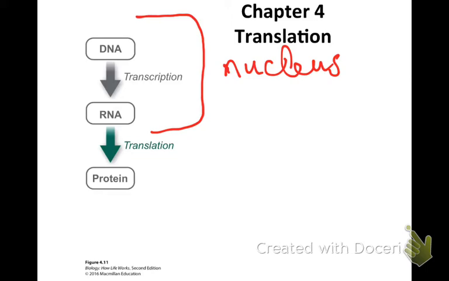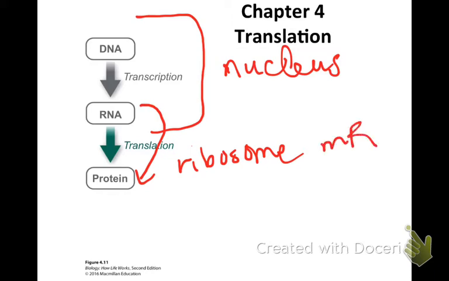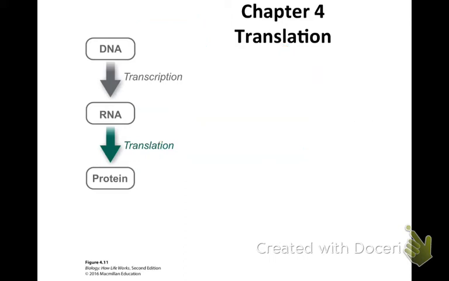Whereas the RNA will then travel outside of the nucleus and try to find a ribosome, which may be free floating or it may be associated with the rough endoplasmic reticulum. And the ribosome will then use the information that is being delivered by the mRNA to make the protein. So we call this process translation. Okay, so we're going to go through that process in its entirety.